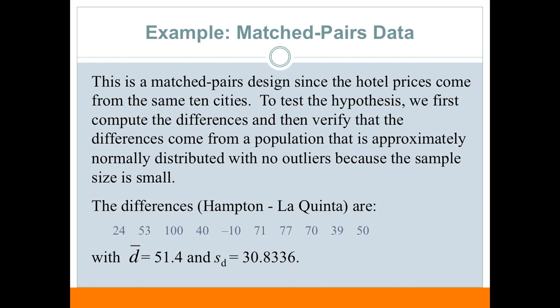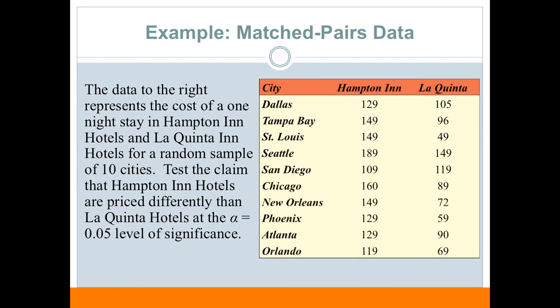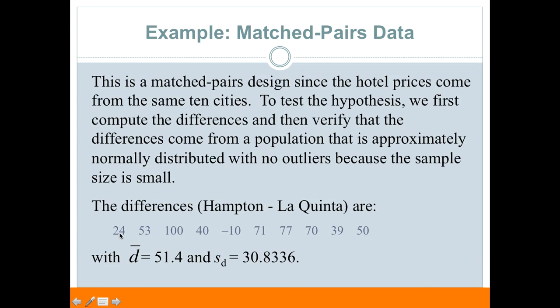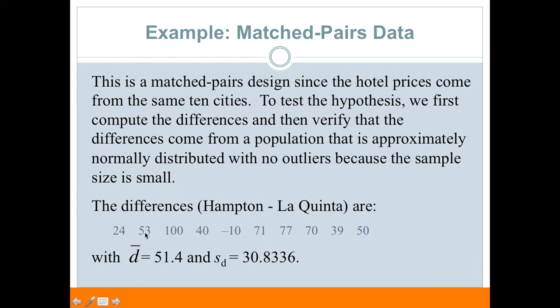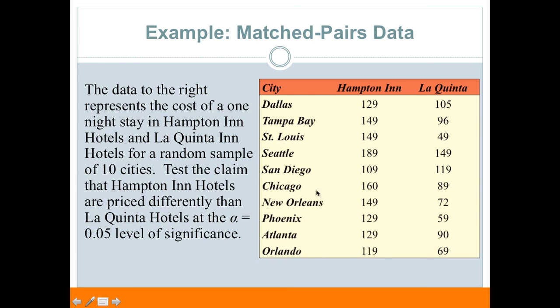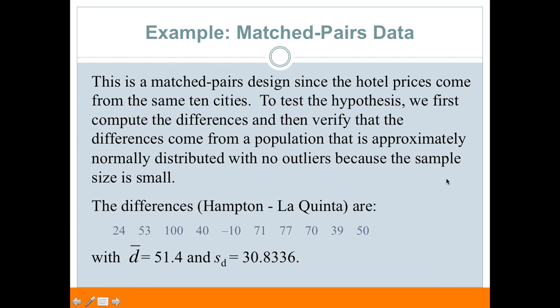So if we take a look here, Hampton minus La Quinta, for the first one, we would take 129 minus 105, and we get a $24 difference for that one. And then for the next one, we'd take 149 minus 96, and we'd end up with a $53 difference. So we have all of these values here. You'll notice there's only one that's negative. That would be for San Diego. It was only 109 for the Hampton, and it was more expensive for the La Quinta at 119. So that difference is negative.